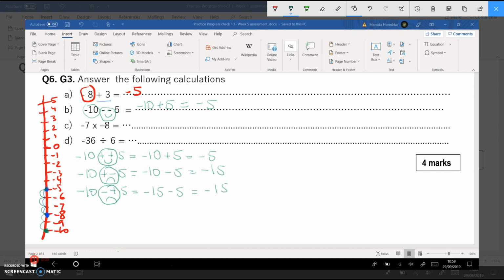So one way to remember, when you're adding and subtracting positive and negative numbers, the two signs, they are right next to each other. If they are the same, then they turn into positive. If they are different, they turn into negative.